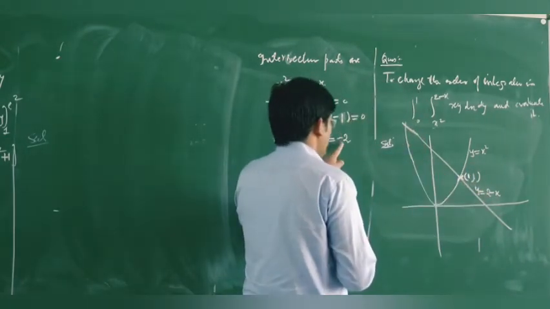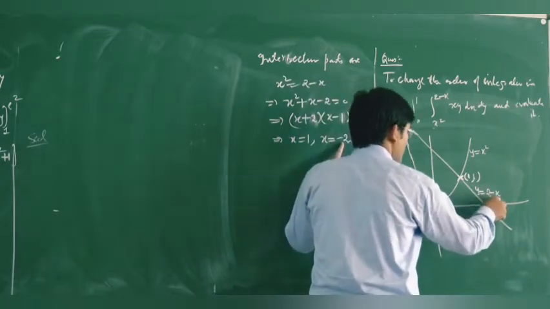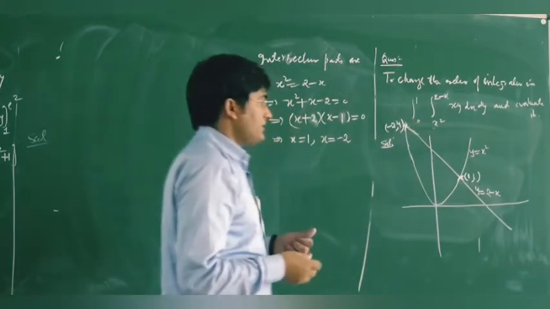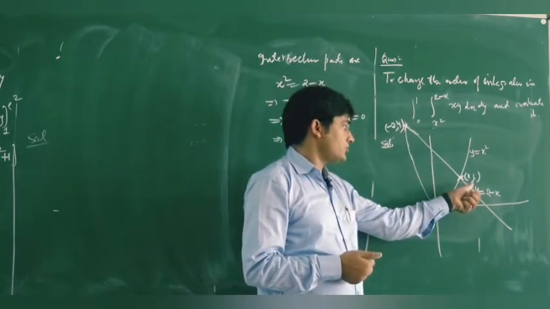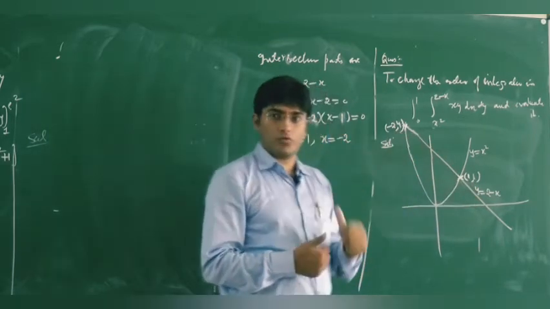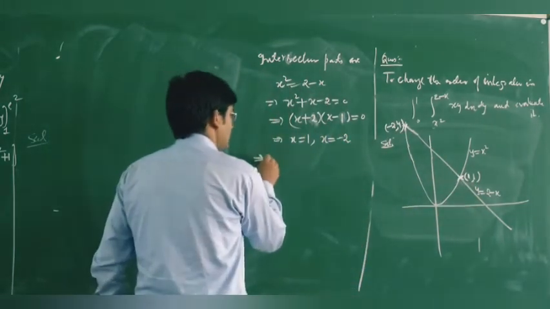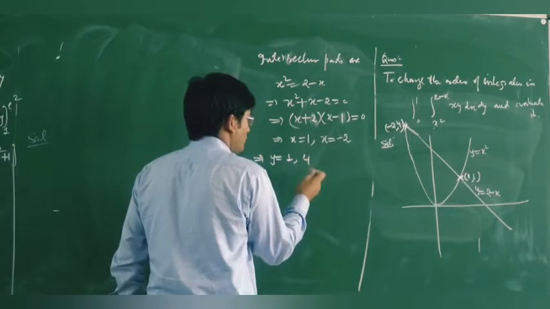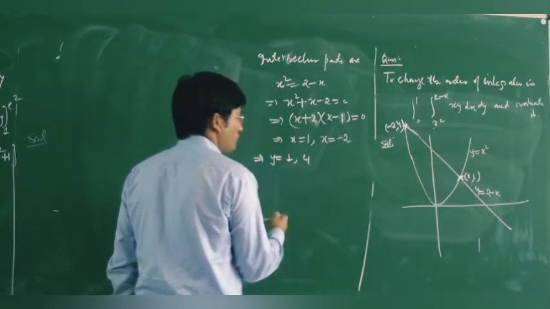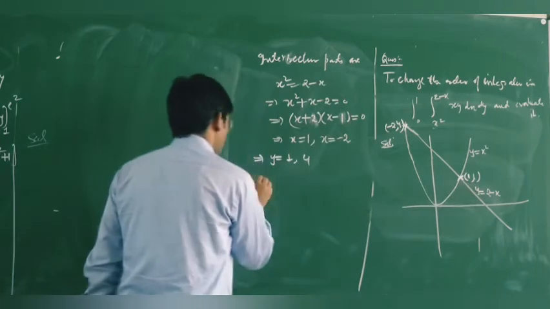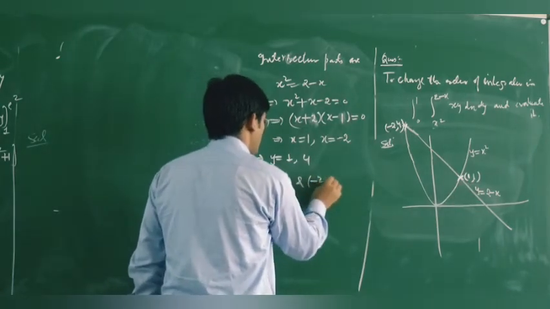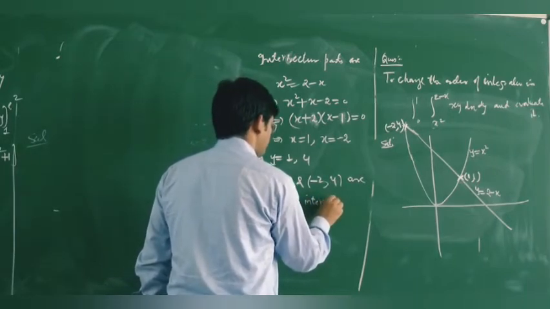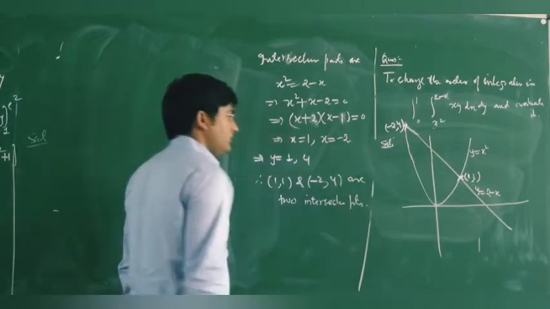And again, if you put x equal to -2, then this y will be 4. So this is your (-2, 4). So that means the intersection points of the parabola and the straight line are (1, 1) and (-2, 4). If you put x equal to 1, then your y will be 1, and if you put x equal to -2, your y will be 4. Therefore (1, 1) and (-2, 4) are the two intersection points.